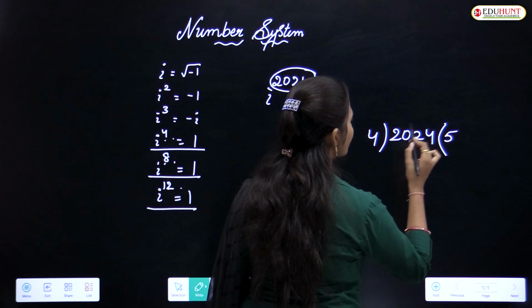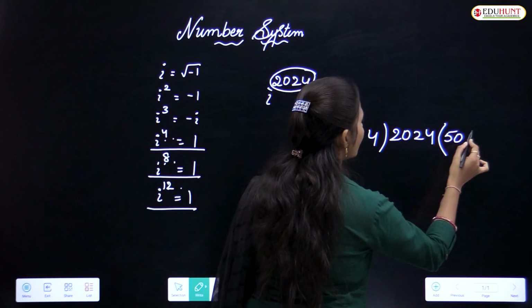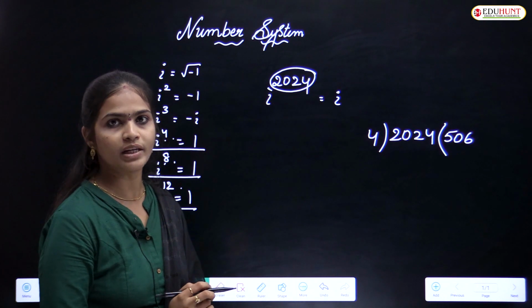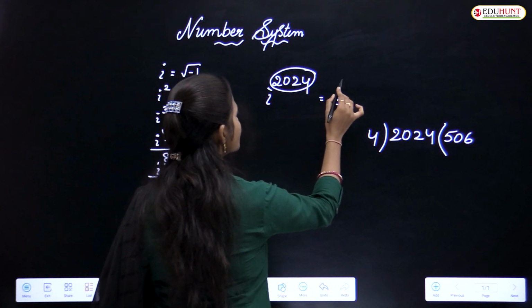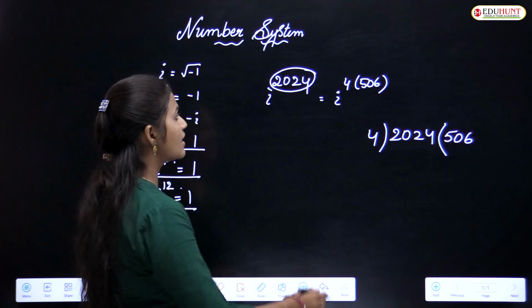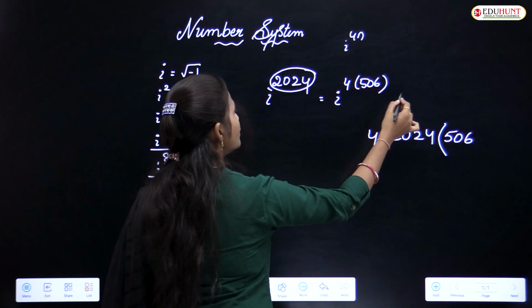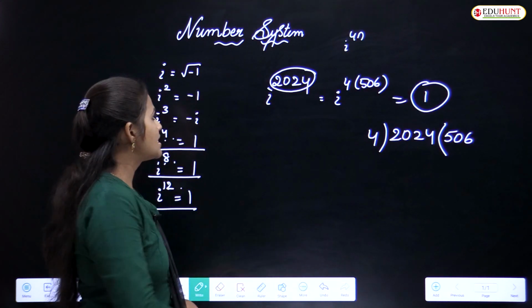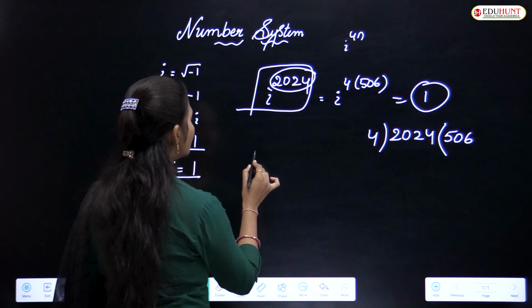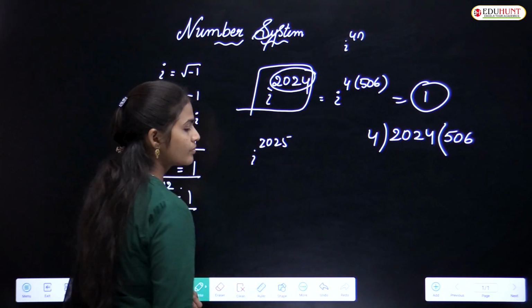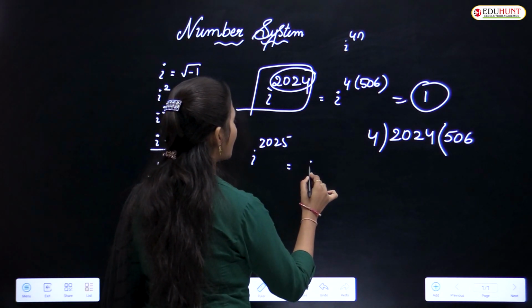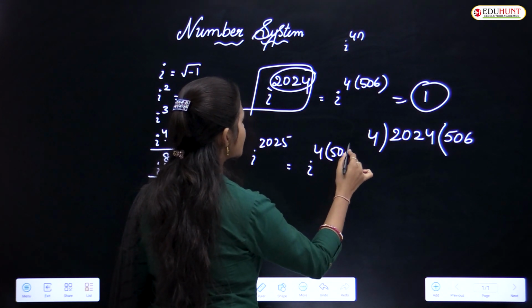So 4 5s are 20 and 4 6s are 24, so remainder 0. So 4 into 506 is equal to 2024. Yes or no? That's why we can express this number as 4 into 506: i power 4 into 506. Now this is in the form of i power 4n only, no? So simply this value is equal to 1. Simply i power 2024 value is 1. Okay, so what about i power 2025? i power 2024 is 1. What about i power 2025? Here also the same: 4 into 506 is equal to 2024.